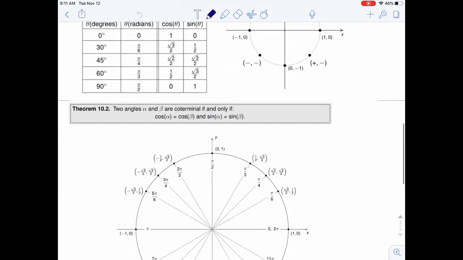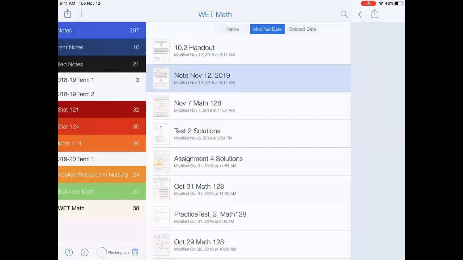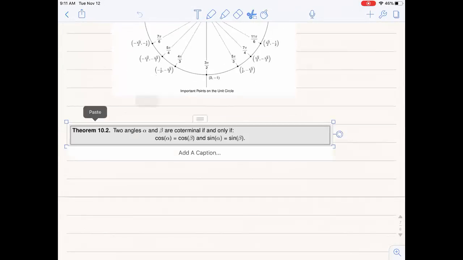Just as a side note, we've talked about coterminal. Two angles, alpha and beta, are coterminal if and only if cos of alpha is the cos of beta and sine of alpha is the sine of beta. So they have to have the same cos and the same sine. This feels familiar, right?